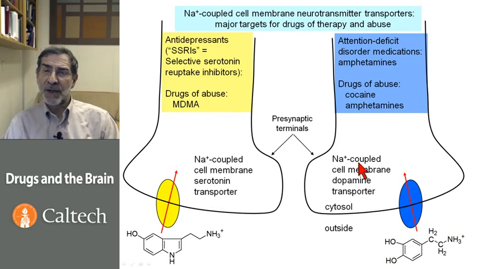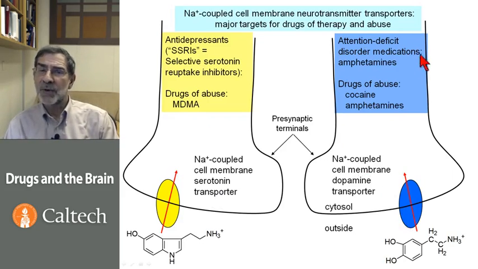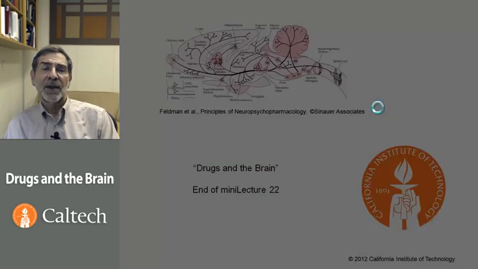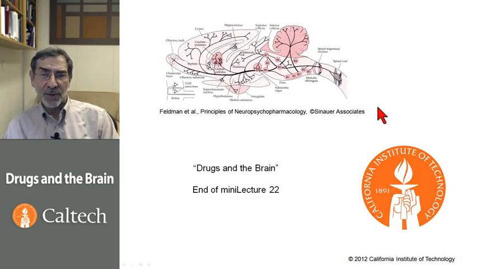In dopaminergic neurons, carrying the dopamine transporter, important uses for attention deficit disorder medications. Various derivatives of amphetamines are used for ADD and ADHD. And also, cell membrane dopamine transporters are targets for drugs of abuse, including cocaine and the amphetamines. Next time, we'll talk about neurotransmitter transporters as molecules.